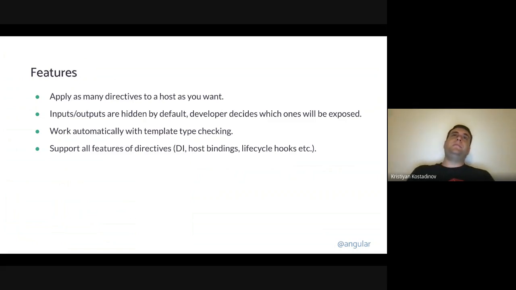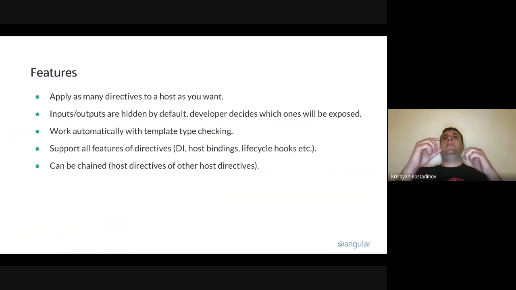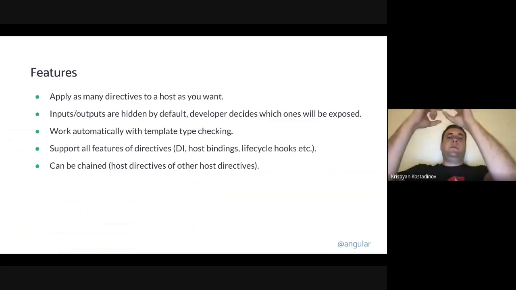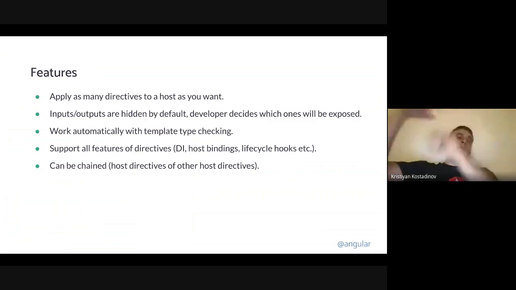It supports all the features of regular directives. So for example, if you have DI tokens on the host directives, they're going to apply automatically to the host itself. Lifecycle hooks are going to execute, host bindings are going to execute, but there's a priority to it. The host itself is going to override any behavior from the host directives, which allows you to apply some default behavior and then override it. Host directives can also be chained. So you could have a host that has a host directive that has another host directive, and it builds up an entire chain of directives if you want to.